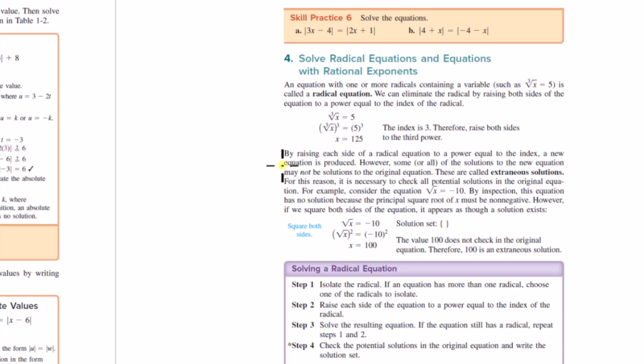Okay. However, as it says here, by raising each side of a radical equation to a power equal to the index, a new equation is produced, yes. Okay, but however, some or all of the solutions to the new equation may not be solutions to the original equation. These are called extraneous solutions. Okay, and so this term extraneous solution, what exactly are they talking about here? Well, you can look at the term extraneous solution as any of the scenarios that we've worked with so far where you get a solution and you plug it back in and it doesn't check out.